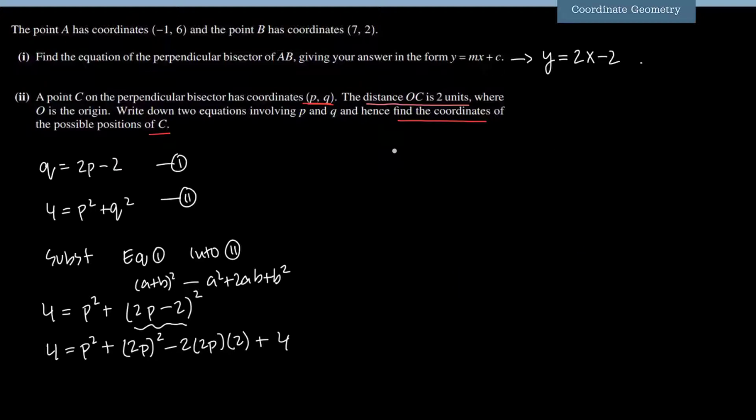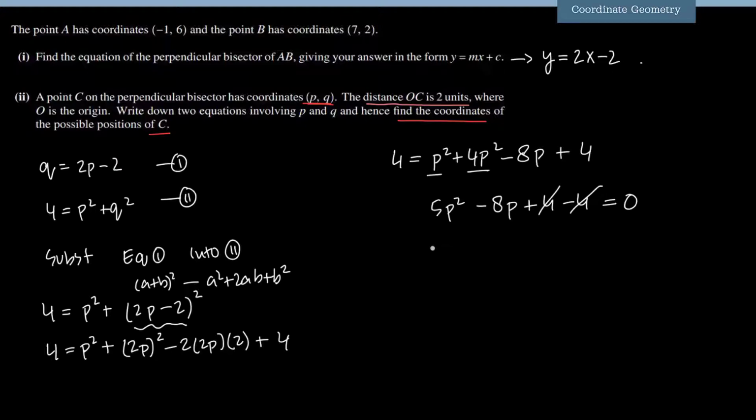Let's simplify this equation. 4 would be equal to p square plus 2p whole square, which is 4p square, so p square plus 4p square, and minus 2 times 2p would give me minus 4p, and minus 4p times 2 would give me minus 8p, and plus 4. P square plus 4p square would give me 5p square and minus 8p, and shifting this 4 to the other side would give me 4 minus 4 is equal to 0. These two cancel out and I'm left with 5p square minus 8p is equal to 0.